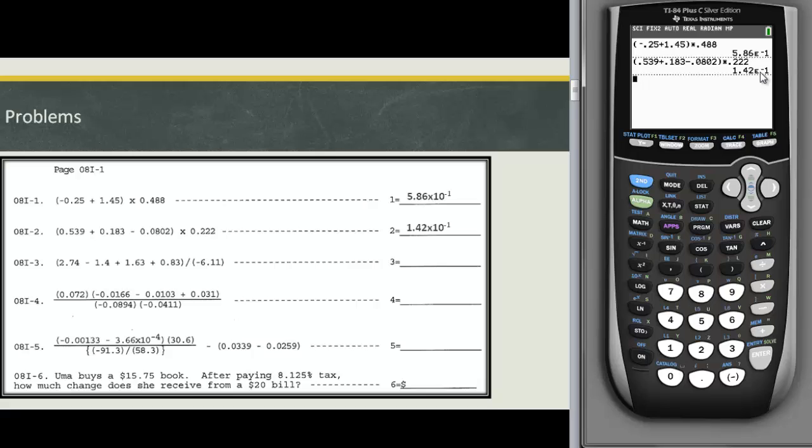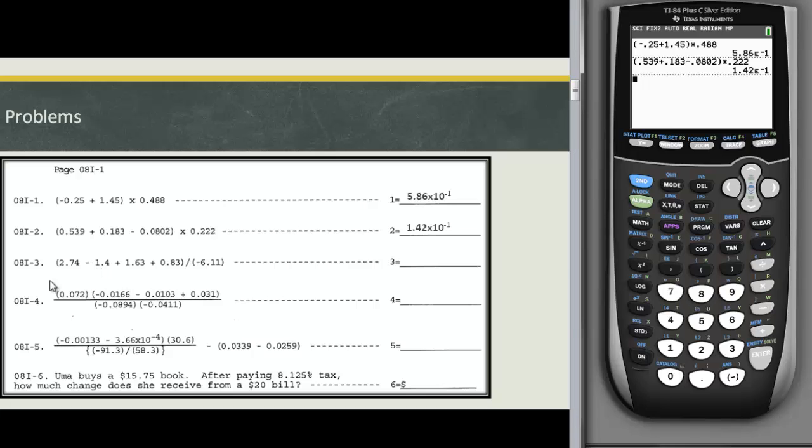Now it's not always going to be negative 1. In this case, it just so happens the first two answers had negative 1 in it. So again, I changed the e to a times 10, and my exponent is negative 1. So I write it on the top corner of the 10, and it's a negative 1 there.